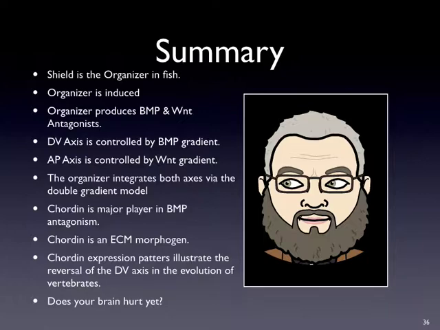And that the organizer, what we didn't talk about was things like follistatin that are inhibitors of Wnt. We talked about things like chordin that are inhibitors of BMP. But the fact is that the organizer is producing inhibitors for both of those kinds of molecules, and that it's integrating both axes via that double gradient model. We learned that chordin is the major player in BMP antagonism, and I gave you a paper to read about that as well. Interestingly, we learned that chordin is an ECM morphogen, which I think is really, really cool.